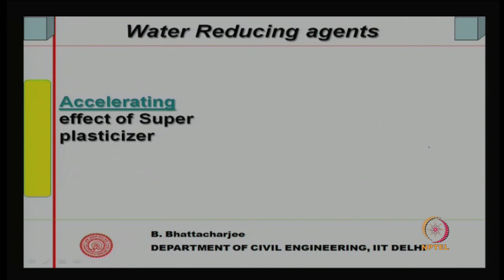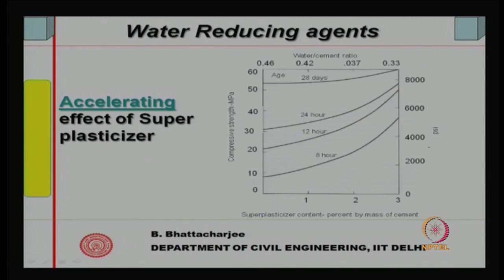Some accelerating effect is seen from superplasticizer, because they can disperse the particles. You can see that with higher superplasticizer dosage, you have higher strength. With zero superplasticizer, if this was the compressive strength, with higher dosage the early strength increases, at 12 hours and 24 hours, but the 28-day strength has of course much less influence. This is because of better dispersion of the system.